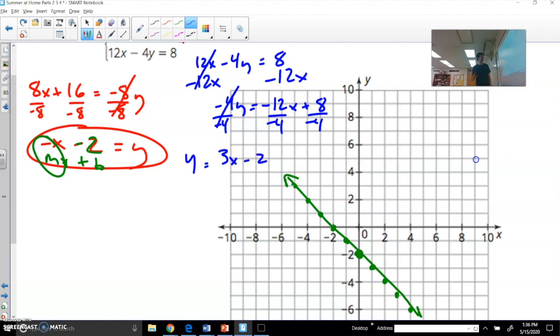So it looks like they're going to start at that y-intercept of -2, but they just have different rates of change.